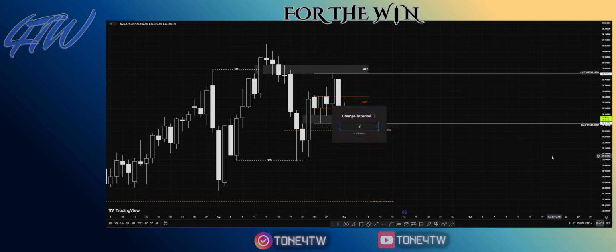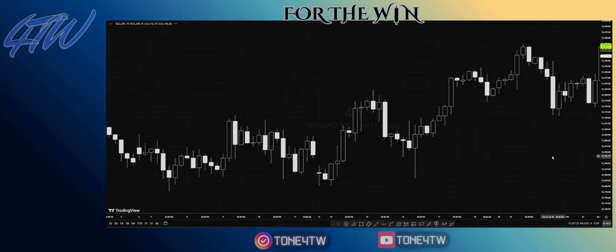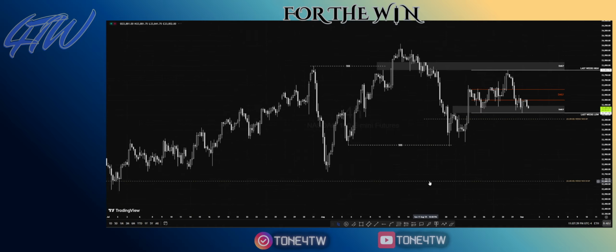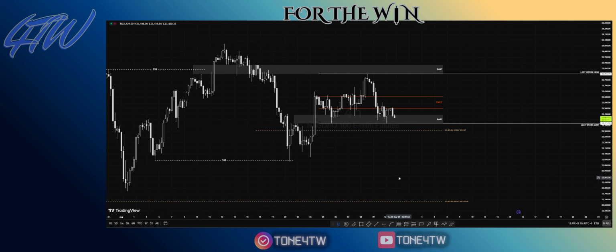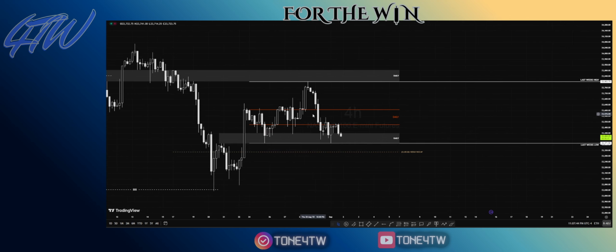Let's go 4 hour. Just clean up what we see on a daily. So we see that we have, just like we said, that consolidation, push out of it, push back up into it, expansion up, push down, and then we have this consolidation here.